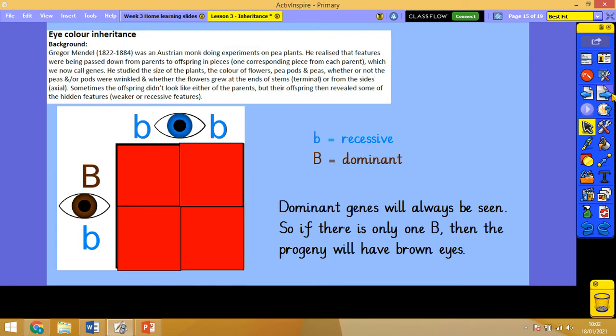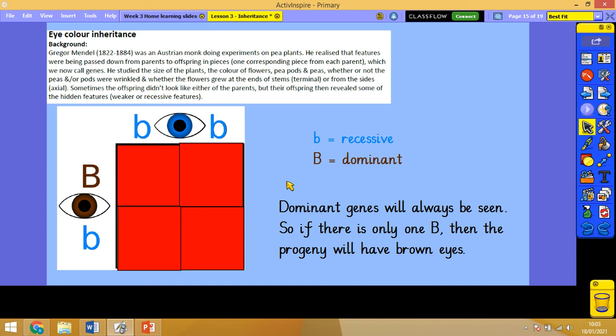One of the things I wanted to go through very quickly is eye colour inheritance. You can read this part here. This is just a little bit of science that I would have gone through in the class. This is how eye colour is determined. If you've got blue eyes, it means you've got something called a recessive gene.